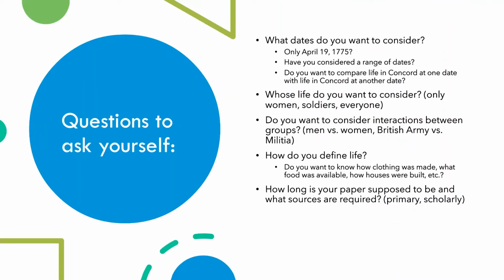What dates do you want to consider? Only April 19th, 1775? Have you considered using a range of dates? Do you want to compare life in Concord at one date with life at Concord at another date? Whose life are you going to consider? Only women, soldiers, children, everyone? Do you want to consider interactions between groups? For example, men versus women, the British Army versus the militia?